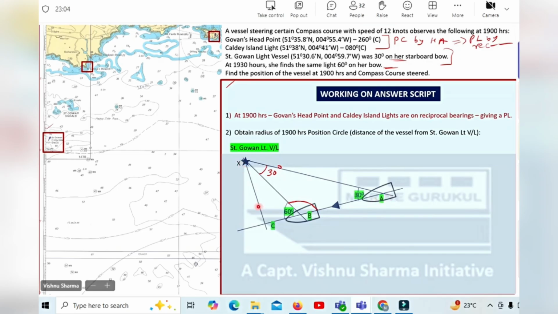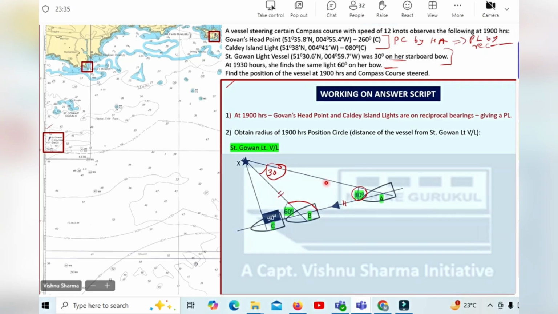Now, guys, the vessel continues on this point and comes to where the light will be abeam. Now the light is abeam here. You see in this case, because this angle is 30 and this angle is 30, in this triangle XBA, this side and this side will be equal because it's an isosceles triangle, the angles are equal.